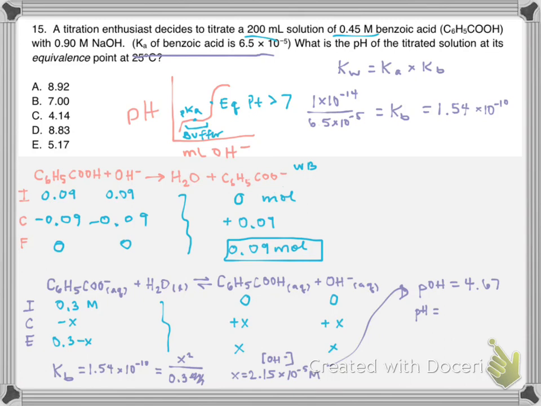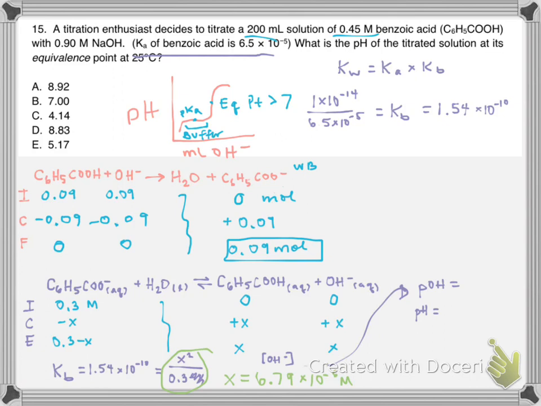okay, sorry guys, let me go back a little bit because I made a calculator mistake. It was just when I solved my K expression, I must have messed up. So let me just go back a little bit. Hopefully when you solve this Kb expression, you'll do better. And you'll get that x is equal to 6.79 times 10 to the minus 6 molar.